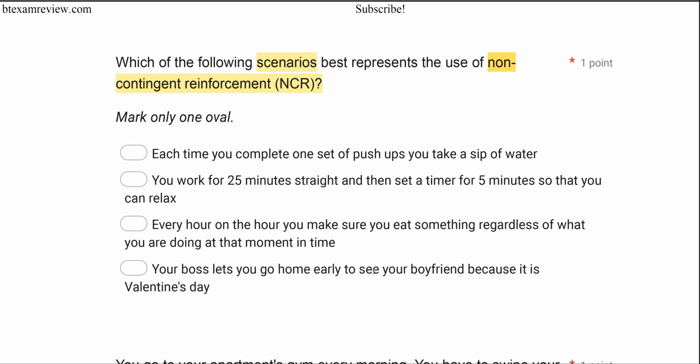D, your boss lets you go home early to see your boyfriend because it is Valentine's Day. Why did you get to go home early? Because it was Valentine's Day. If Valentine's Day, you go home early. The one scenario where there's no behavioral contingency is going to be C. Every hour on the hour, you make sure you eat something regardless of what you're doing at that moment in time.